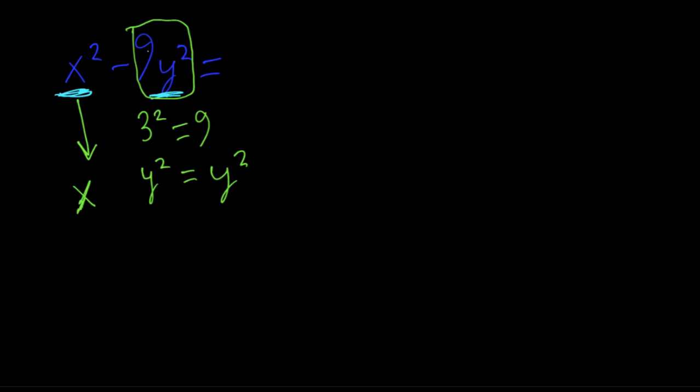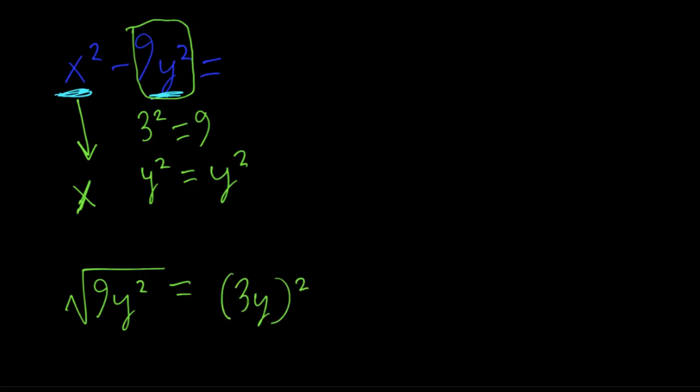And so when you find the root of 9y squared, you get 3y, because the 3 when it's squared is 9, and y when squared is y squared, so it's 9y squared. So let's rewrite that once more. So we'll get x minus 3y times x plus 3y.